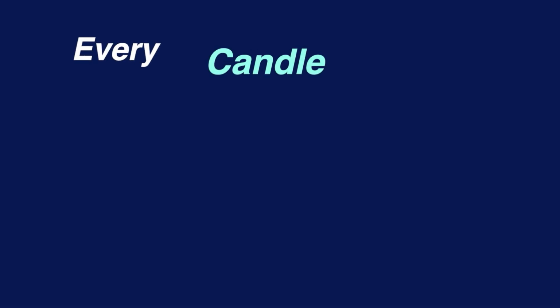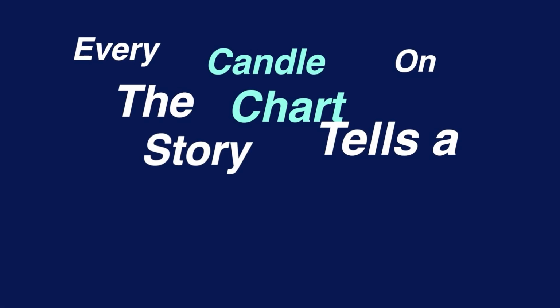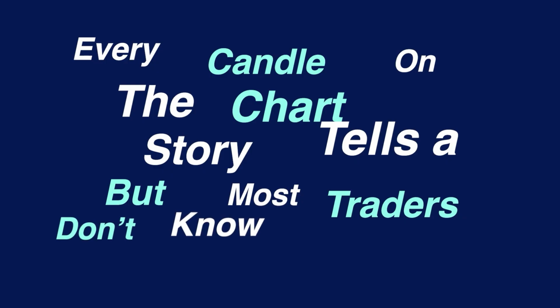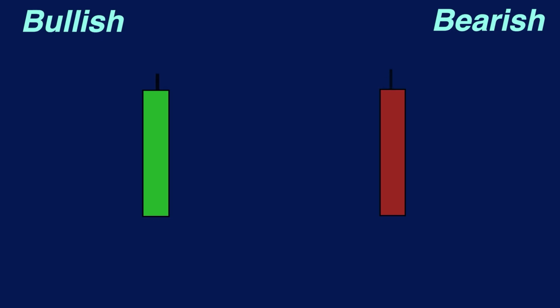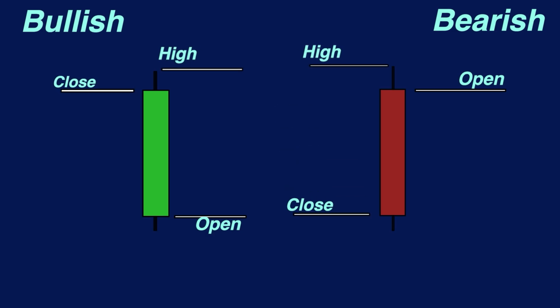Candlesticks. Every candle on the chart tells a story, but most traders don't know how to read it. Candlesticks show you price movement within a specific time. Each candle has 4 parts: the open, the close, the high, and the low.